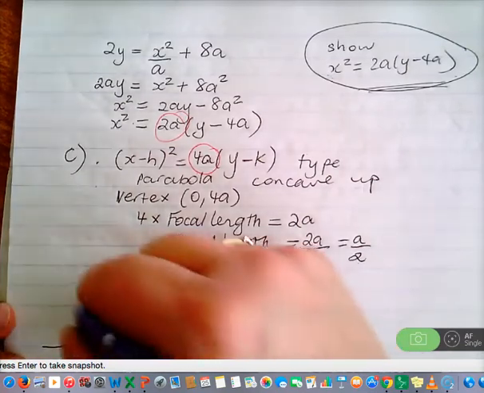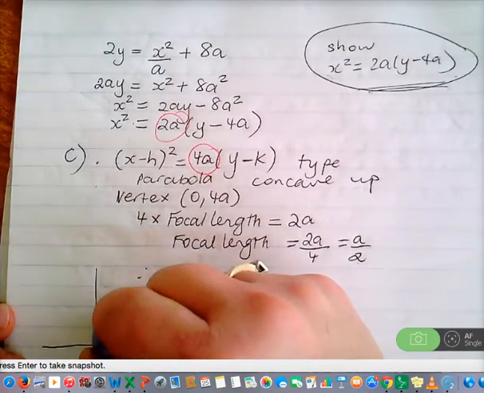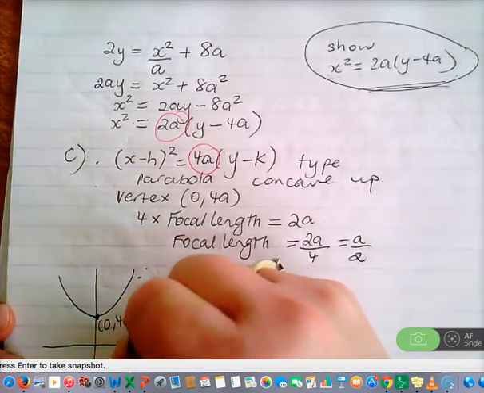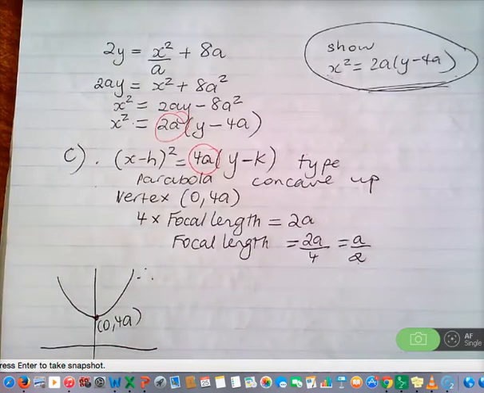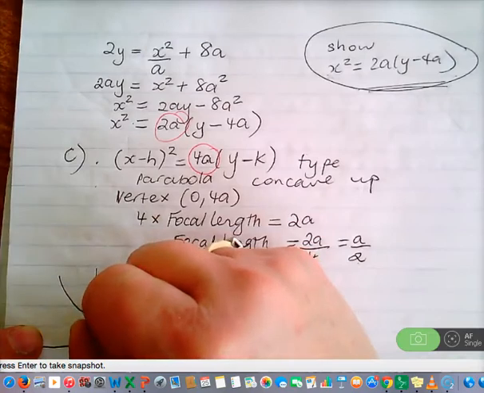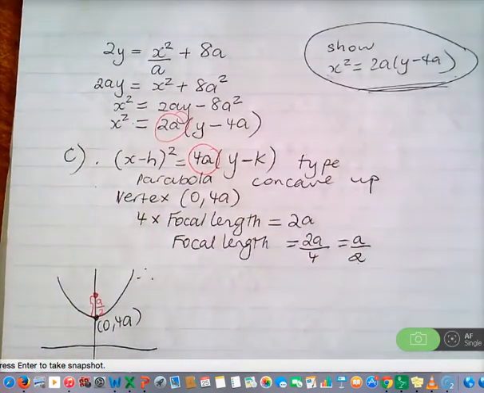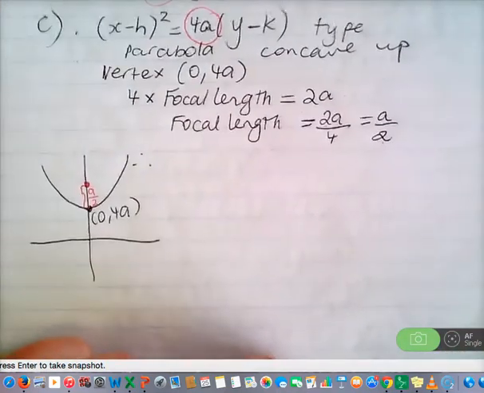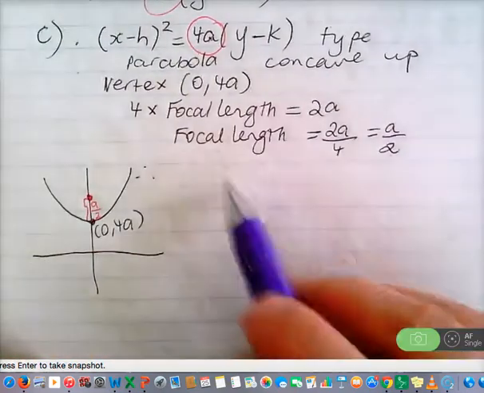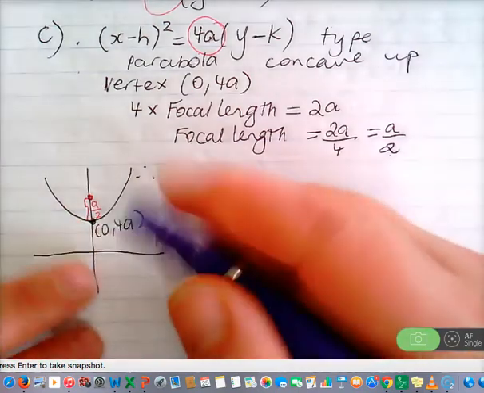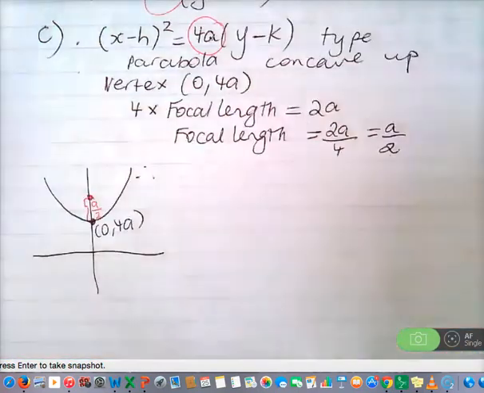4A. So we better draw it. 0, 4A. Shh. So this is the point 0, isn't that the vertex? 0, 4A. If the focal length is A on 2 units, A on 2, what are the coordinates of the focus? Here, I'll make it bigger. All right. So we've got vertex 0, 4A. Focal length is A on 2 units. So this is the focus up here.